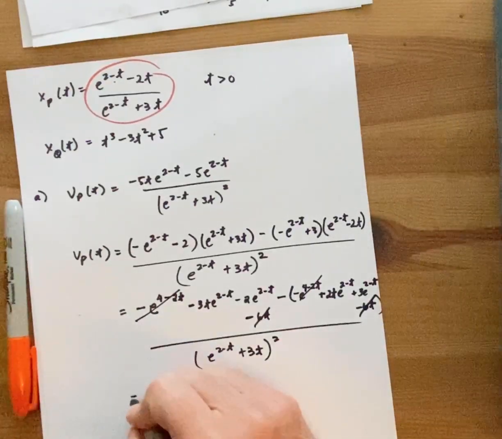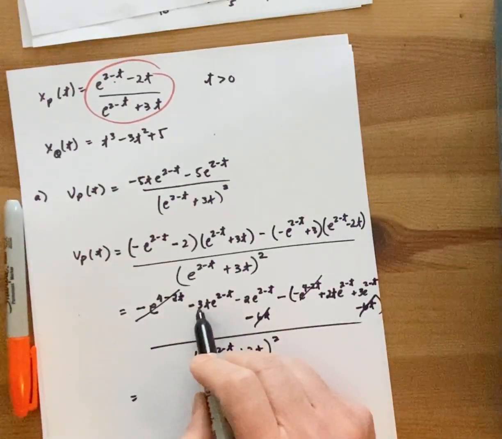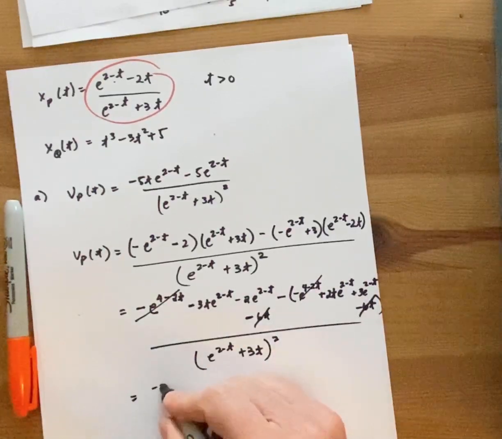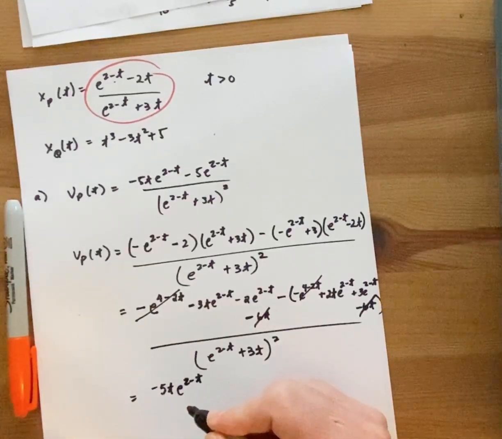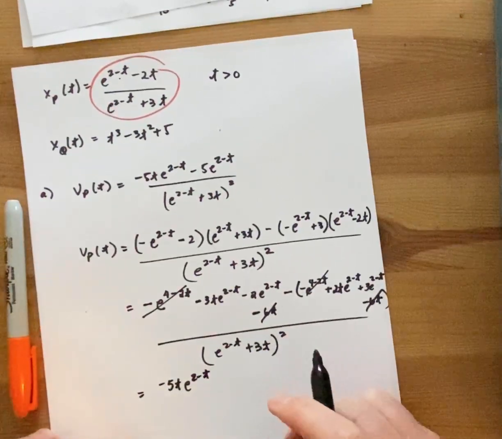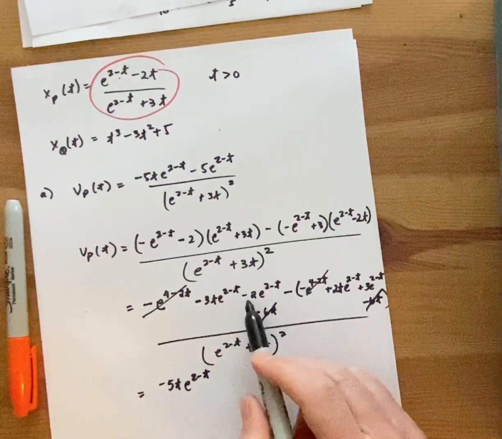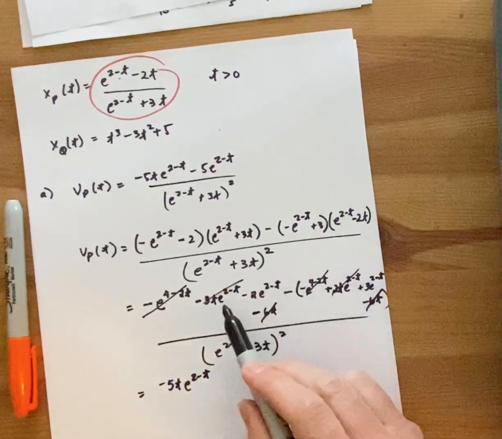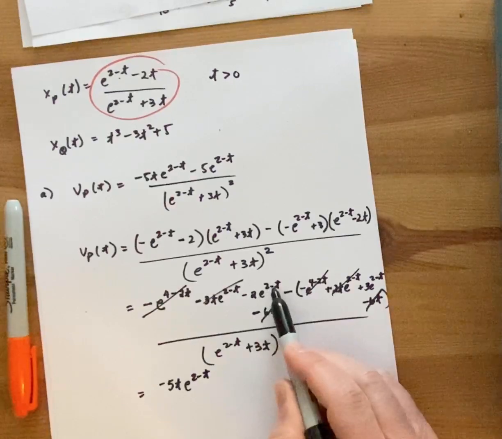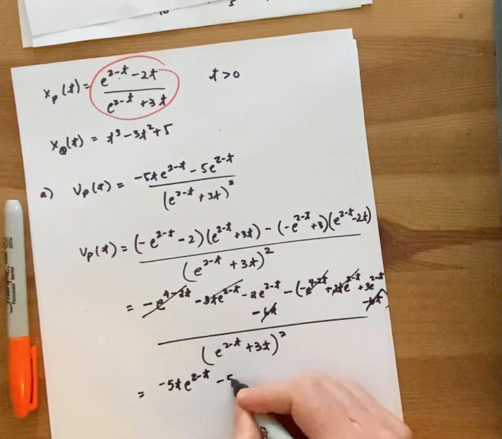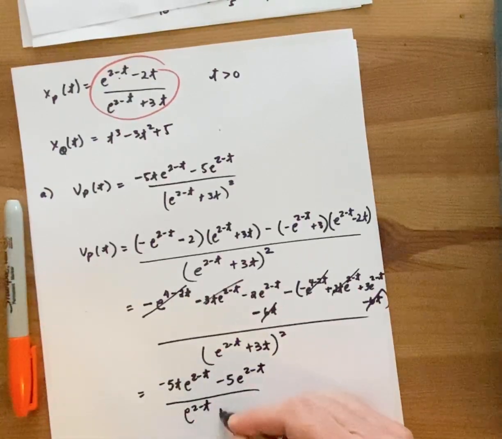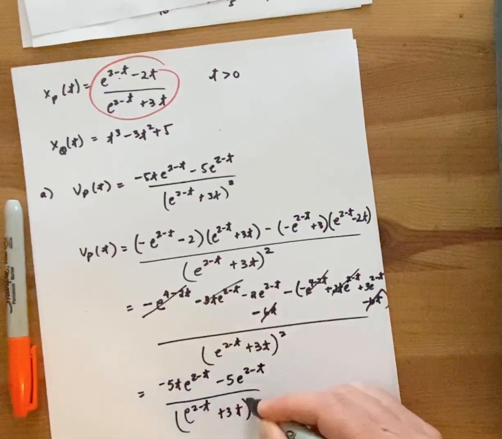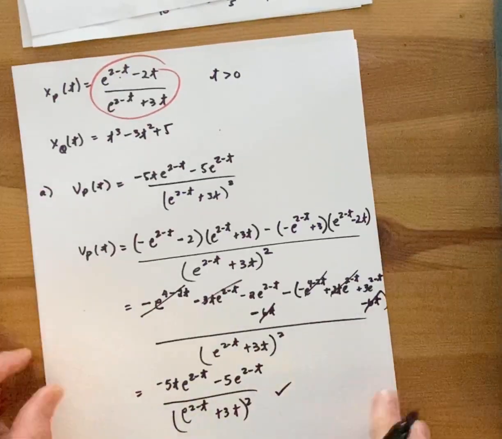Here we have negative 3t minus 2t is negative 5t e to the 2 minus t. And then, so I got rid of those two, and then negative 2e to the negative 2t minus 3 is going to give me a negative 5e to the 2 minus t all over e to the 2 minus t plus 3t squared. So you do have that work out, okay? That was just a bunch of work that you had to do.